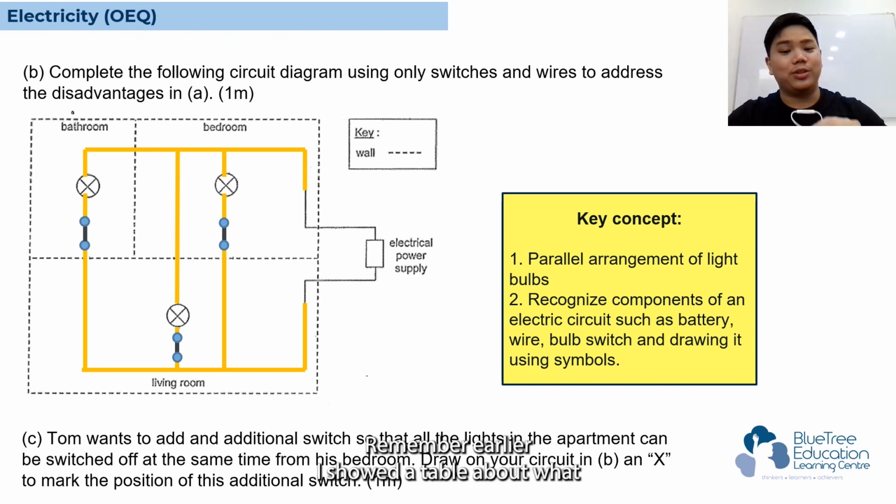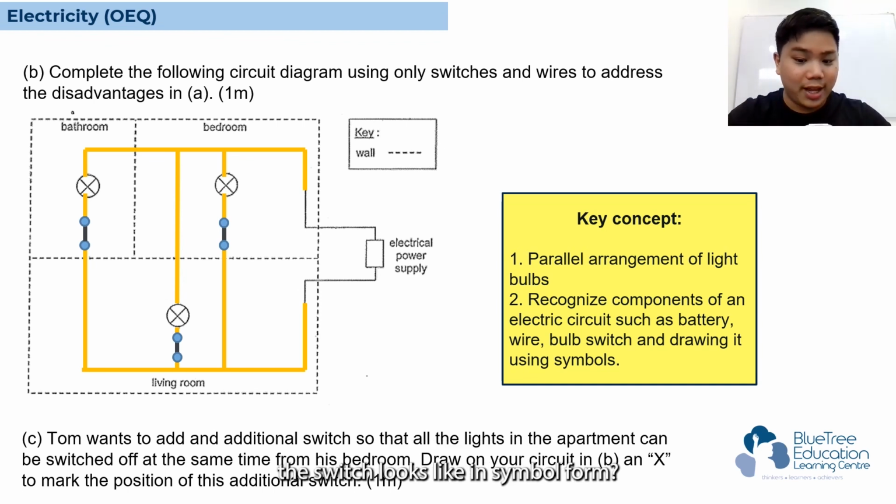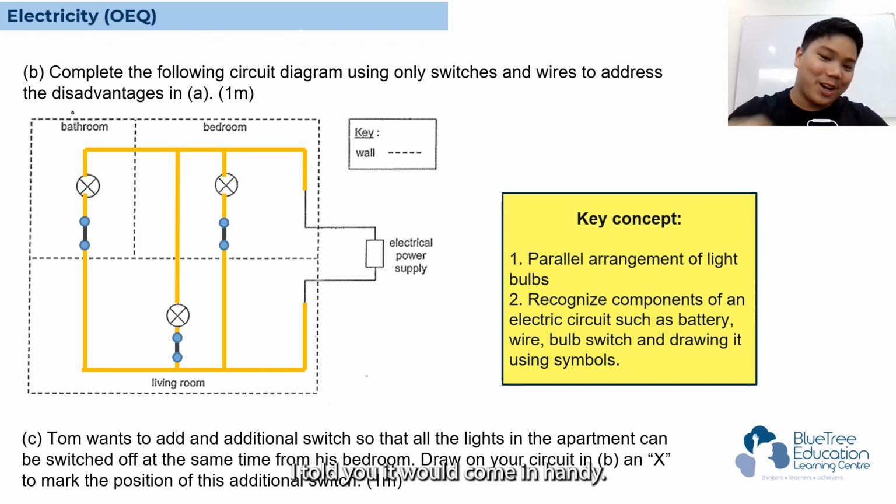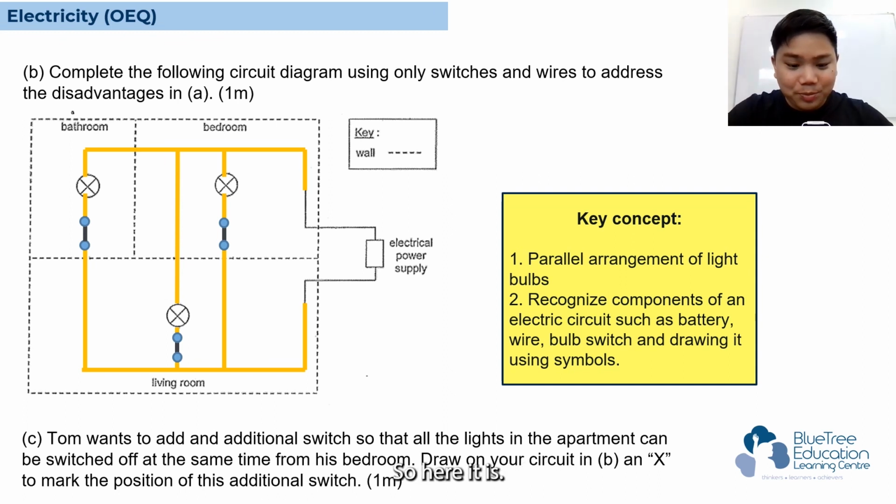Remember earlier I showed a table about what the switch looks like in symbol form? I told you it would come in handy. So here it is. These are the switches. These switches are placed here such that you can control every light in each room. That's very useful, right? Now let's move on to part C.